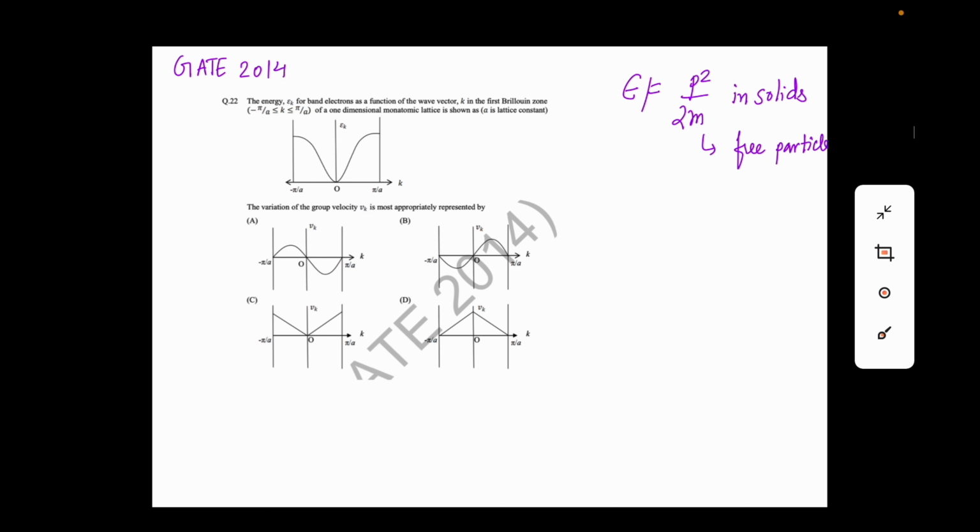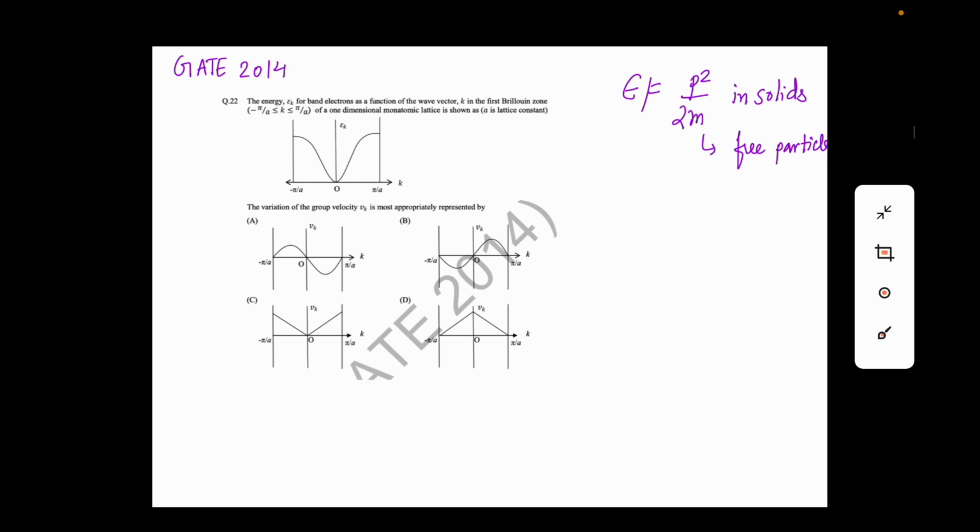Now you can see it's approximately free particle close to k equal to 0, but then at the Brillouin zone edges, which describe basically the periodicity of the solid, you can see that this energy goes constant at the edges minus pi by a and pi by a, corresponding to this one-dimensional lattice of lattice constant a. Now you just have to select the correct option for the group velocity.